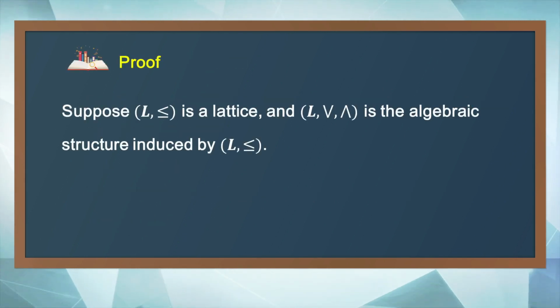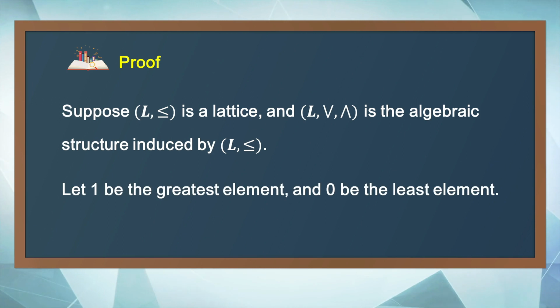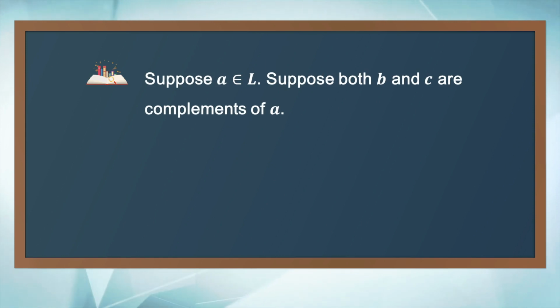Suppose this is the algebraic structure induced by the lattice. A Boolean algebra is complemented, so it is bounded. Let 1 be the greatest element, and 0 be the least element. Suppose A is an element in L. Suppose both B and C are complements of A.